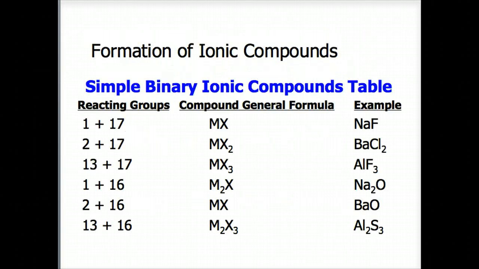Here is a full chart for what happens with everything on the periodic table that makes ionic compounds. If I react groups 1 and 17, I get the formula MX. 2 and 17, I get MX2. 13 and 17, MX3, and so on. So the examples are shown to the right. If I combine a group 2 metal with a group 16 nonmetal, I've got something with a +2 charge and a -2 charge, and so I get BaO, or barium oxide. And then group 13 and 16 is the most complicated form, M2X3, so aluminum sulfide.